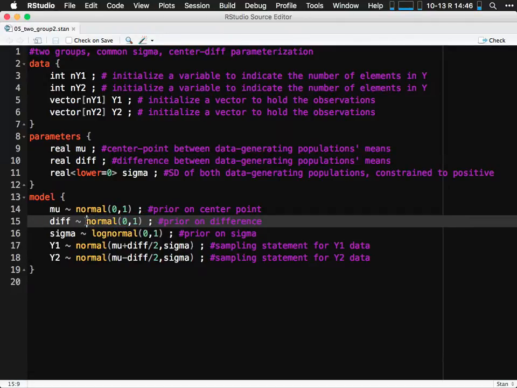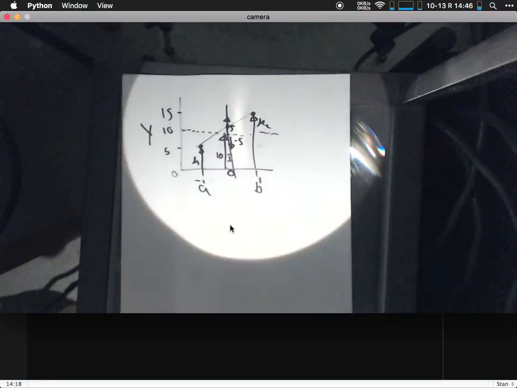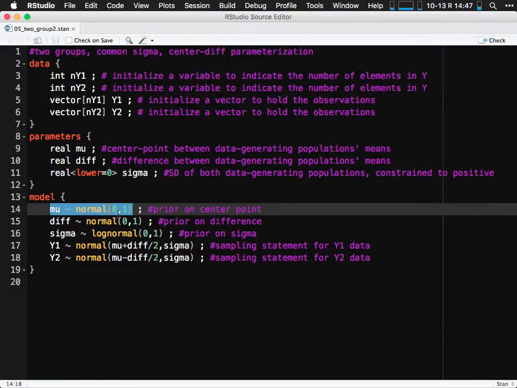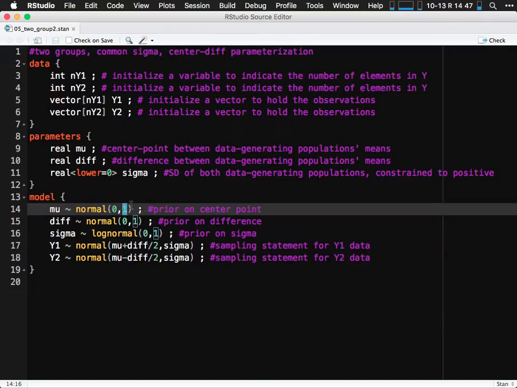Like the mu versus the difference? Yeah. So mu again is where the data is located. Now we've scaled the data so that the common mean should be about 0. So it makes sense to put 0 there. And we want to be uncertain about where the population's mean is. So putting a 1 there is actually overly uncertain, but it's fine for most scenarios.